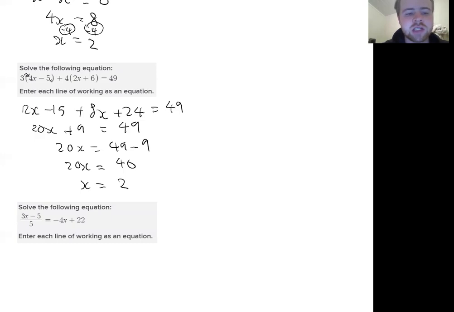Okay, we just divided both sides by 20. 40 divided by 20 is 2. Okay, so that's with brackets. Just expand, simplify, and then go from there.